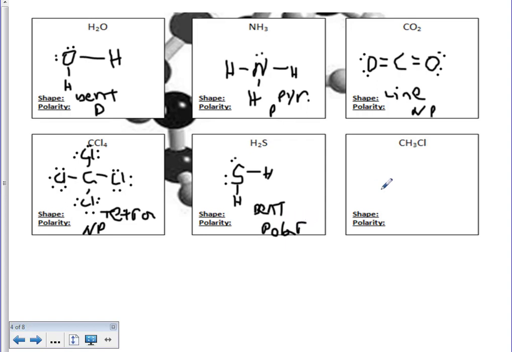Last one here we have is CH3Cl. Okay, we have 4 substituents, so we know that this is going to be a tetrahedral. Based off from the tetrahedral, though, we need to look, are all substituents the same? In which we know they are not. We have 1 chlorine in here. So since our substituents are not all the same, we know indeed this is going to be a polar molecule. And again, this is a tetrahedral.